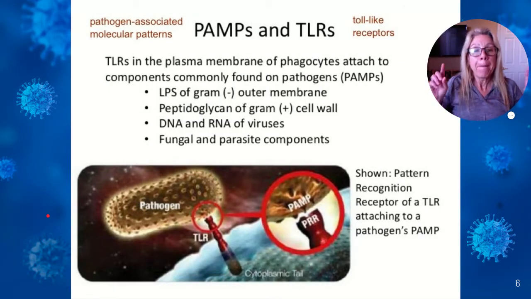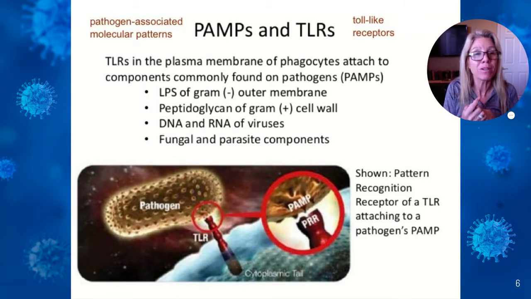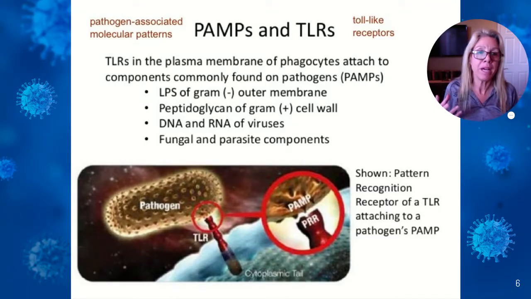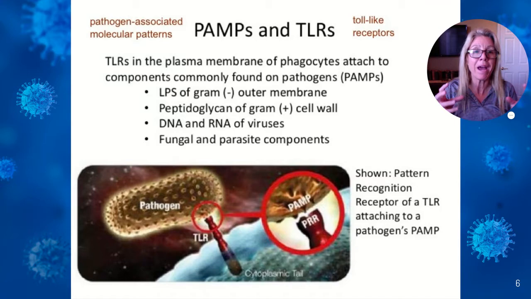Now, PAMPs are pathogen-associated molecular patterns. Remember the 4 important organic molecules: carbohydrates and lipids and proteins and nucleic acids. Any of those could be a PAMP. And a PAMP is associated with a pathogen, a bad guy. So it could be the flagella of some bacteria that is a PAMP.